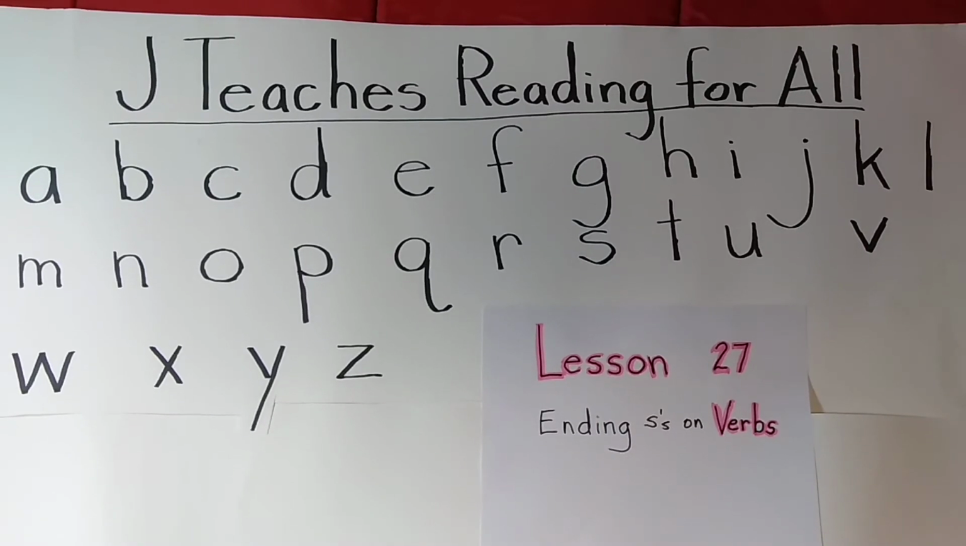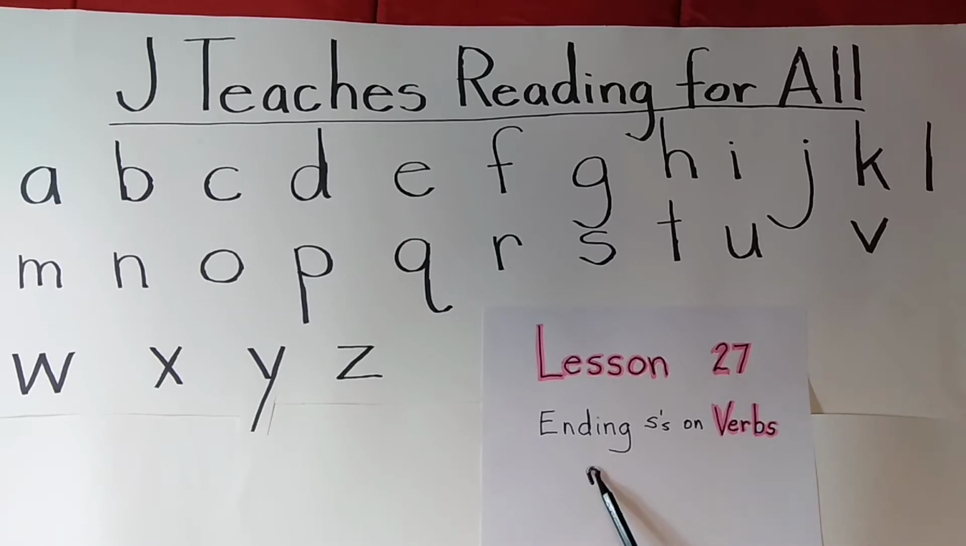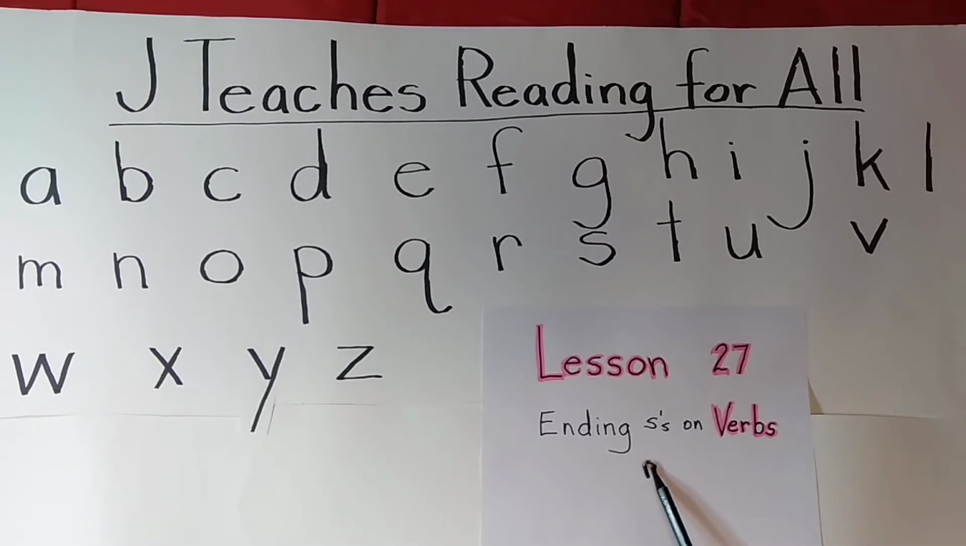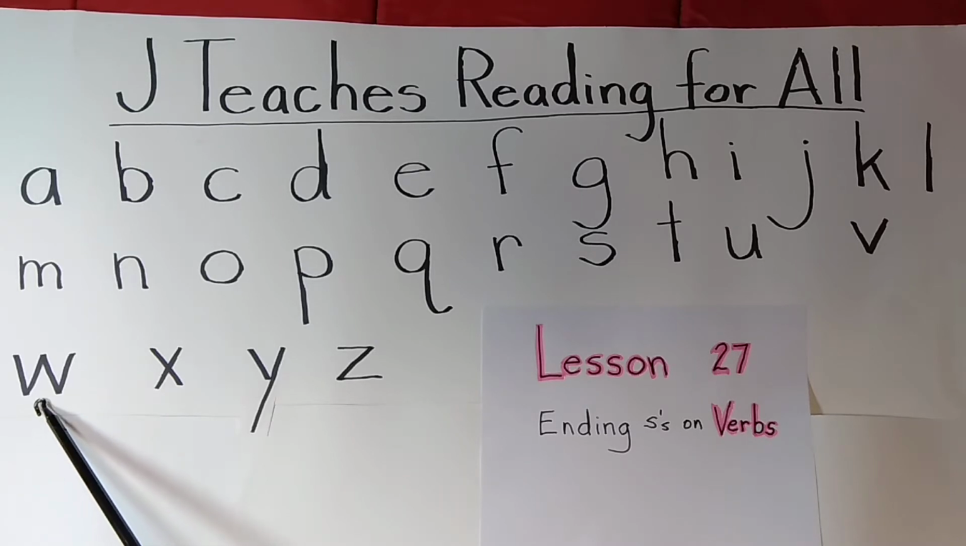This is Jay Teaches Reading for All, lesson 27, and we're going to be reading S endings on words called verbs. We'll find out more about that later. We're going to review sounds of alphabet letters, and again, teachers, you may want to go over all of them. I'm just going over the last 4 with the students.